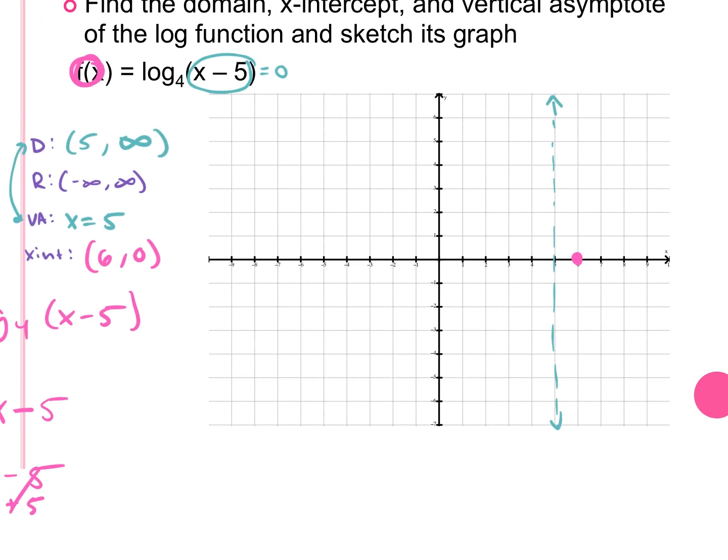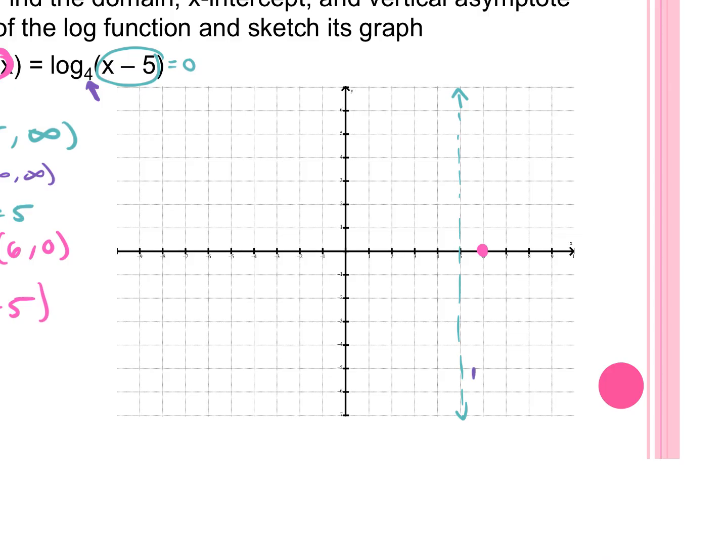Now, are we going to be increasing or decreasing? Does our graph have growth or decay? How do we know that? Our base is greater than 1, so we're going to have growth. Our graph is going to be increasing. So we're going to start close to our asymptote, and we're going to be increasing like this.